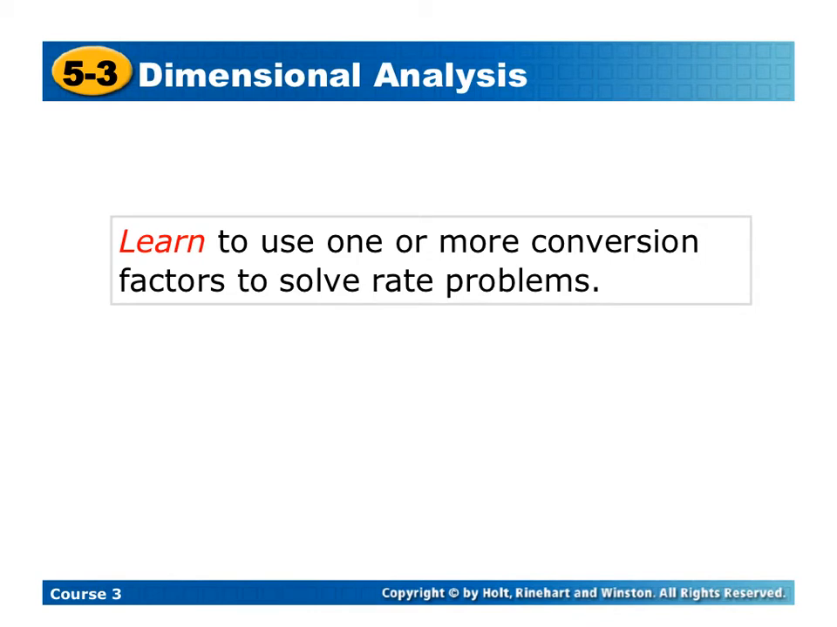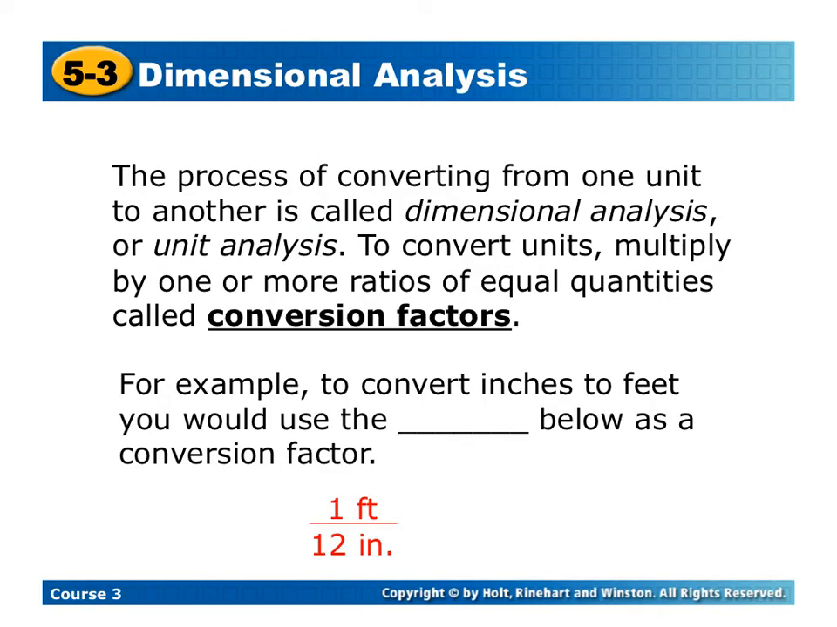Now what we're going to do is take our rates and ratios that we've been working with, and we're going to learn to use one or more conversion factors to help solve rate problems. Now the process of converting from one unit to another is called dimensional analysis or unit analysis. And to convert units, we're going to multiply by one or more ratios of equal quantities called conversion factors. So this is something to remember.